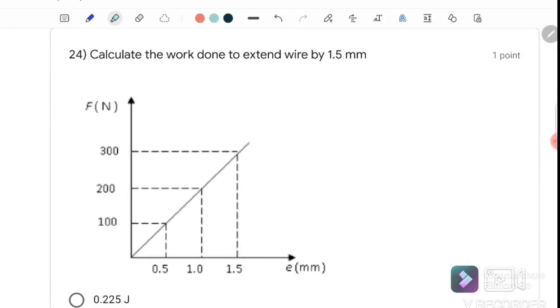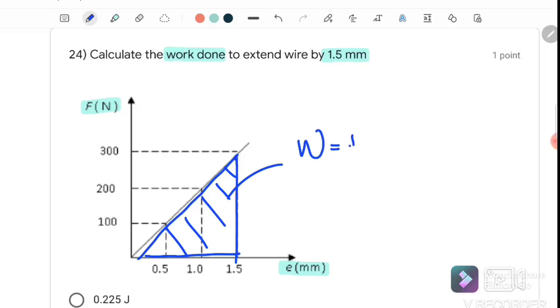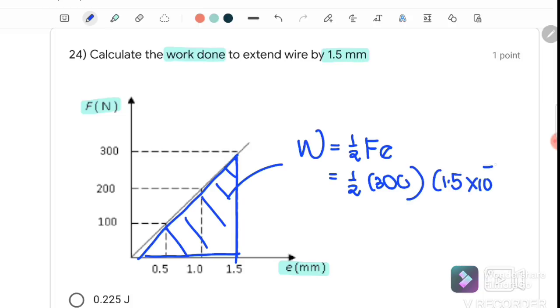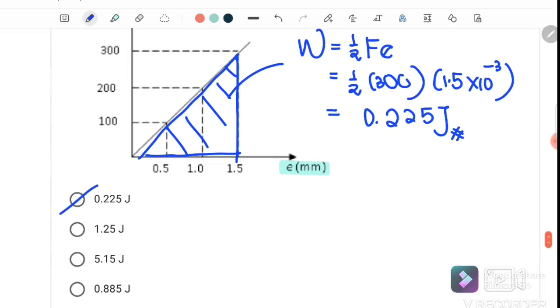Question number 24. Calculate the work done to extend the wire by 1.5 millimeter. Here they give you force versus elongation. Work is actually the area under the graph, so we need to find the area under the graph for F against e. This is the area under the graph, where work done is equal to half Fe. So we substitute F as 300 and the elongation as 1.5 millimeter, so we need to multiply by 10 to the power of negative 3. Therefore, the work done is equal to 0.225 joule. So the answer here is A.